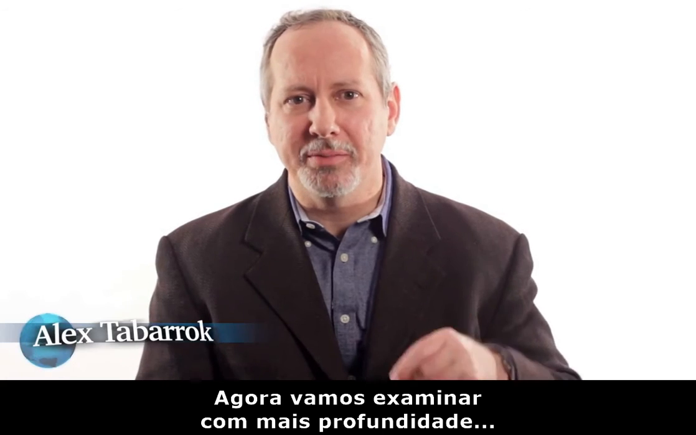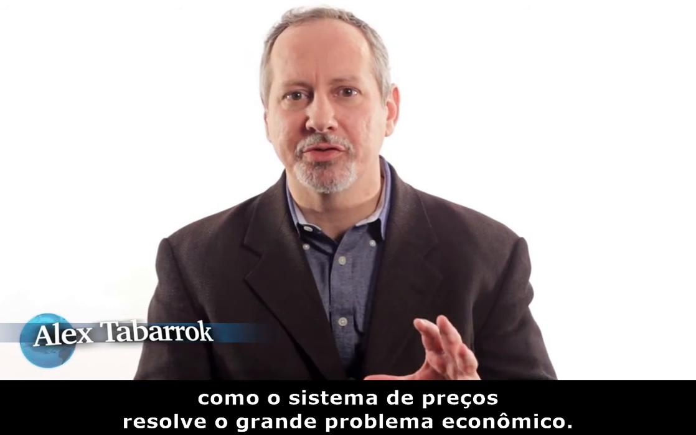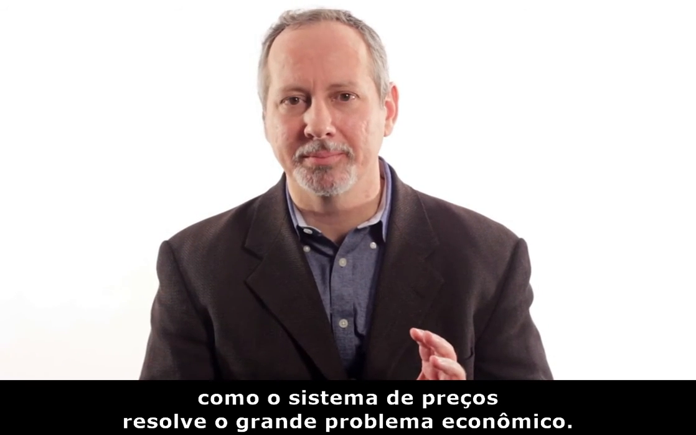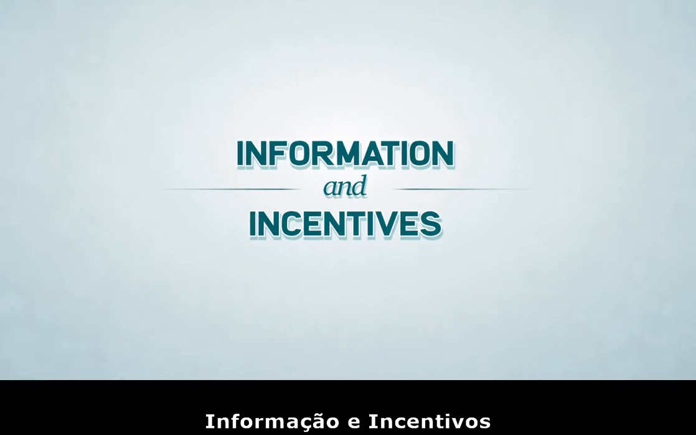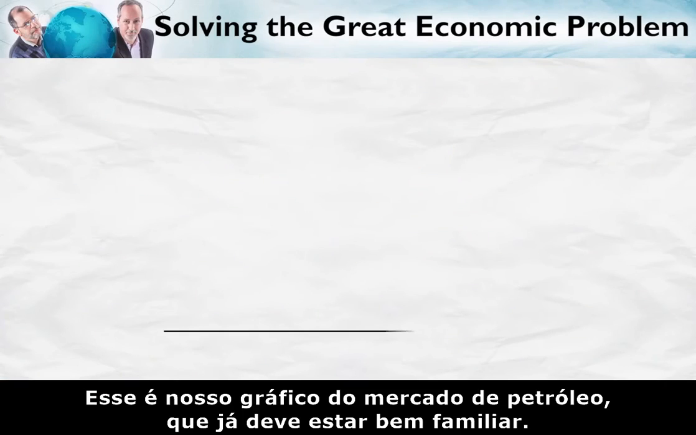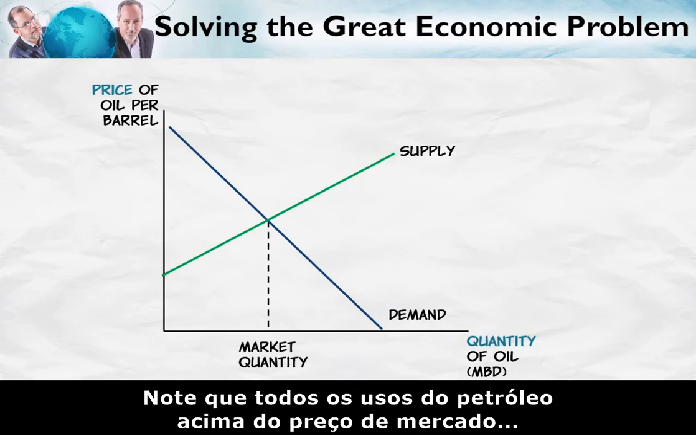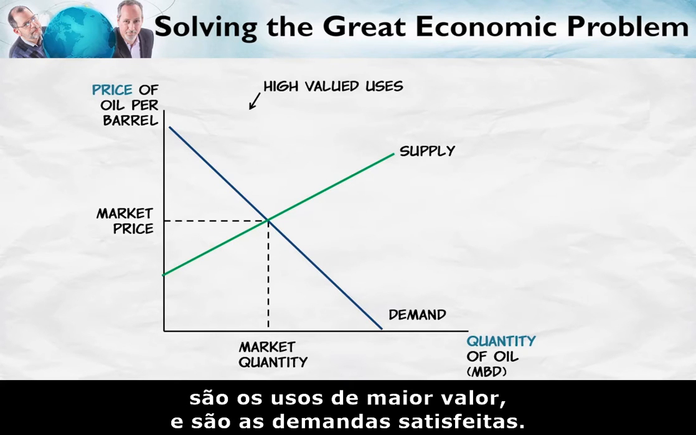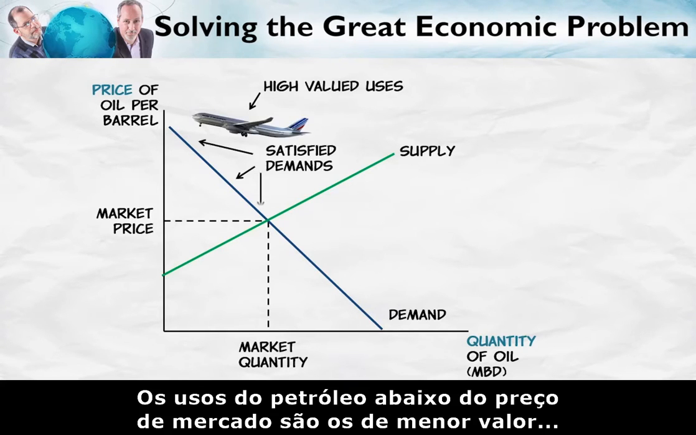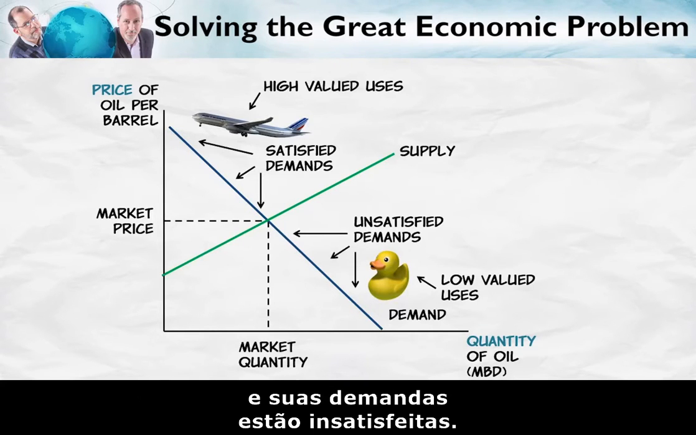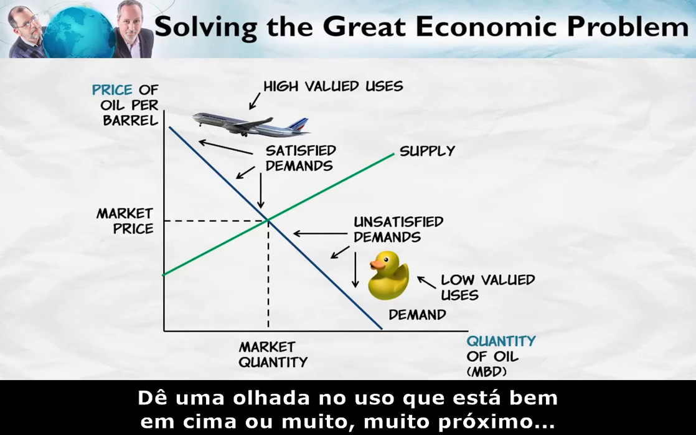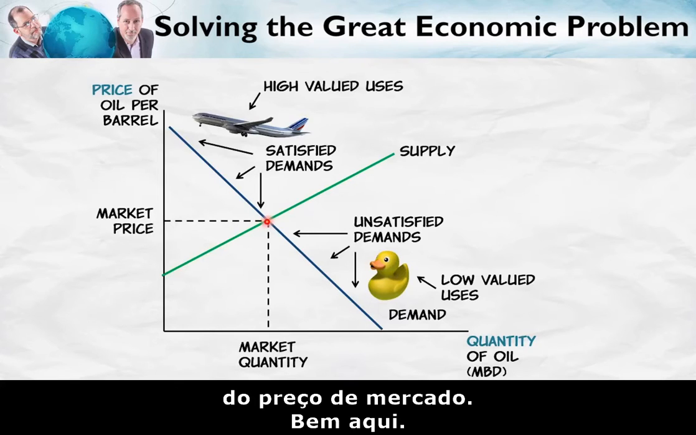We're now going to examine in more depth how the price system solves the great economic problem. Here is by now our very familiar diagram of the market for oil. Notice that all of the uses of oil above the market price are the higher valued uses and the satisfied demands. The uses of oil below the market price are the lower valued uses and the unsatisfied demands. Take a look at the use which is just equal or very, very close to the market price, right here.